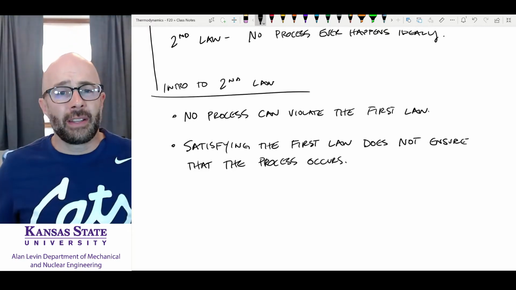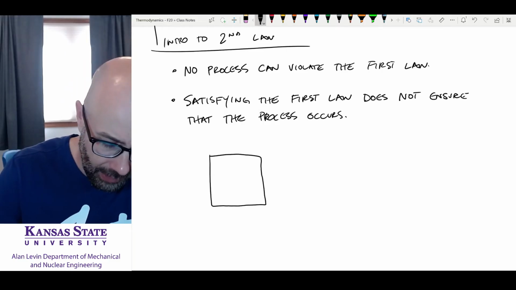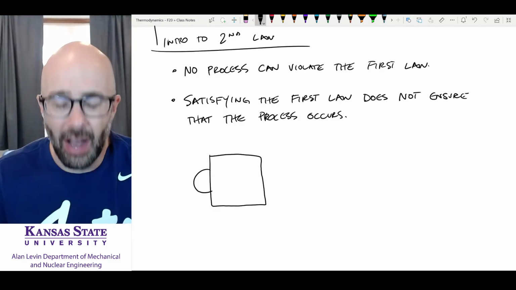Okay, so here is an example. I have a mug here. I don't have a mug to show you, but I'm going to pretend like this is a mug, and I'm going to say it's full of hot cocoa.